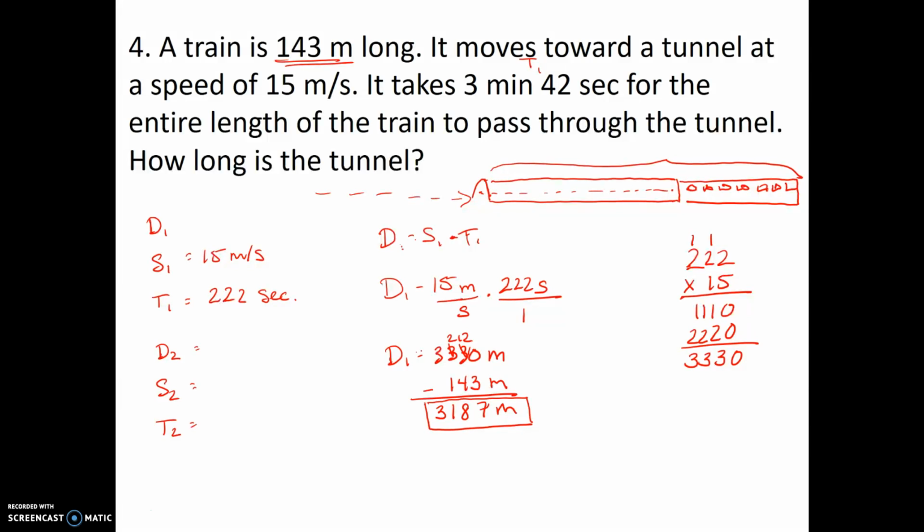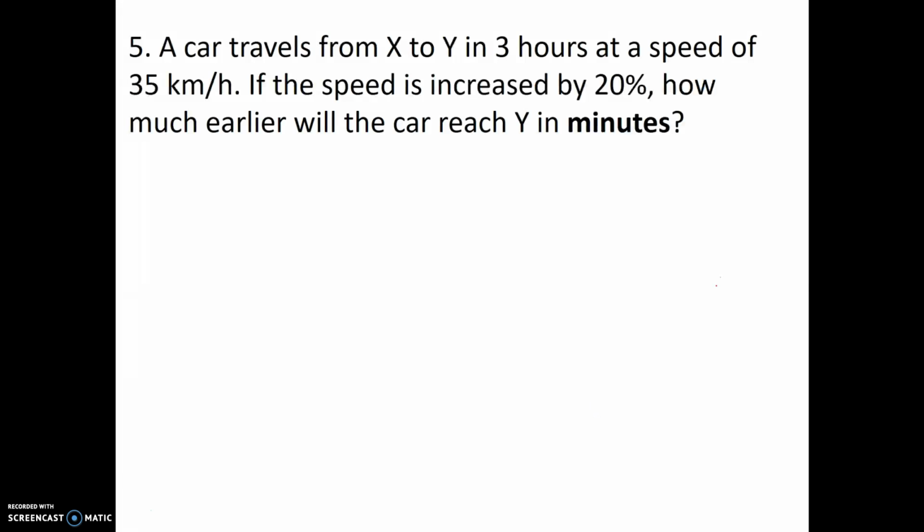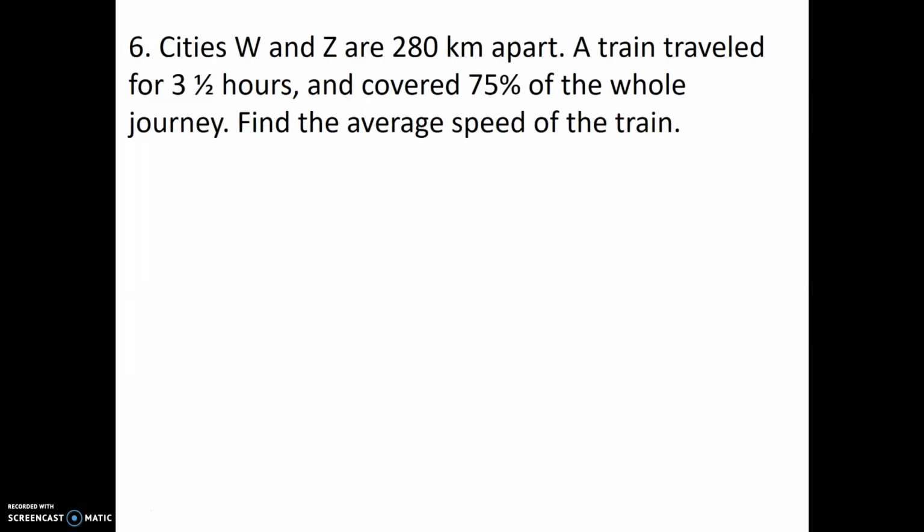All right, we're going to do one more together. Let's go ahead and skip number 5. I think you will be able to do that one on your own after we do number 6 together. Number 6 says, cities W and Z are 280 kilometers apart. A train traveled for 3.5 hours and covered 75% of the whole journey. Find the average speed of the train. Whoa, okay.